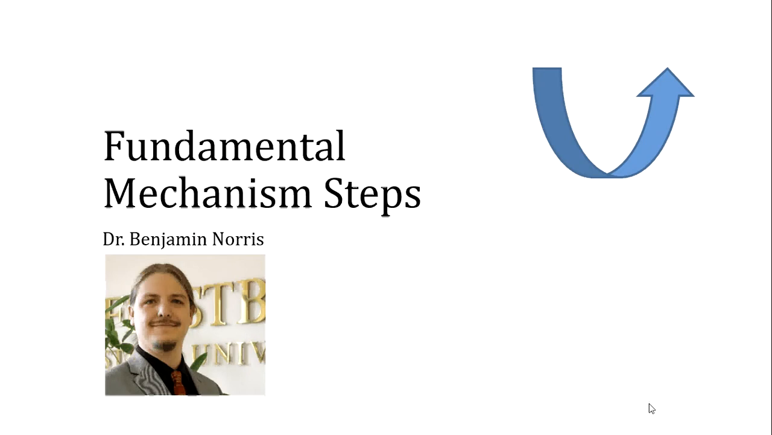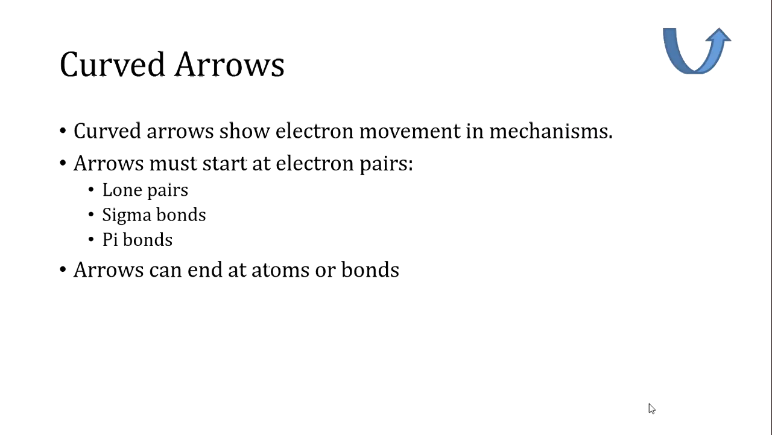Today we're going to talk about fundamental mechanism steps in organic chemistry. And in the upper right of the screen I have a curved arrow because today we're going to be talking about curved arrow patterns in organic mechanisms. Curved arrows show electron movement in mechanisms.